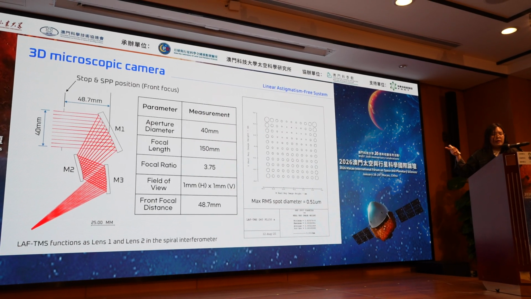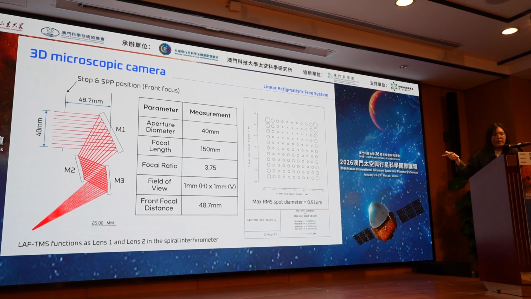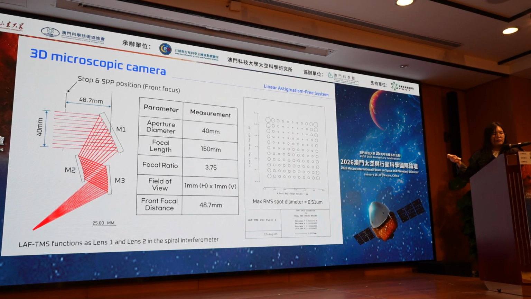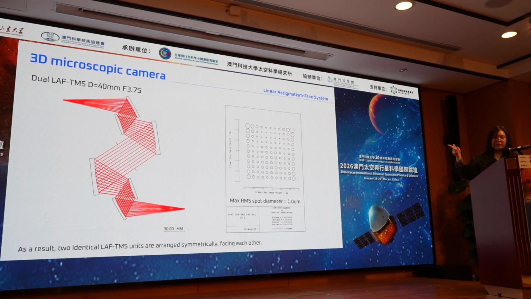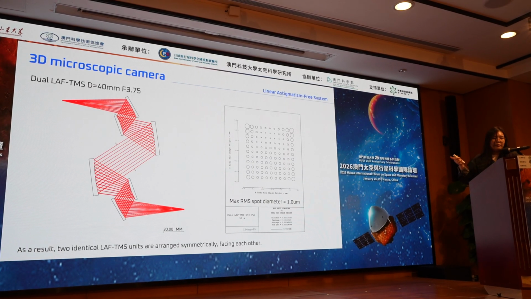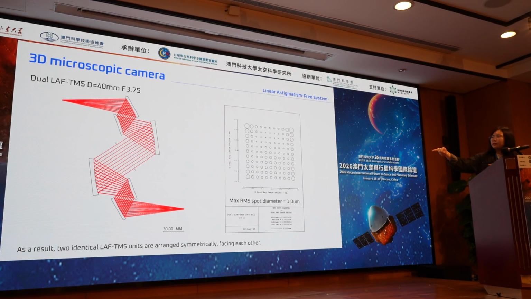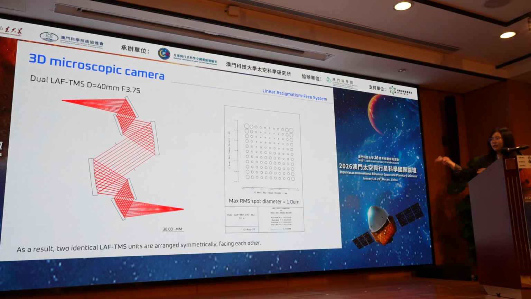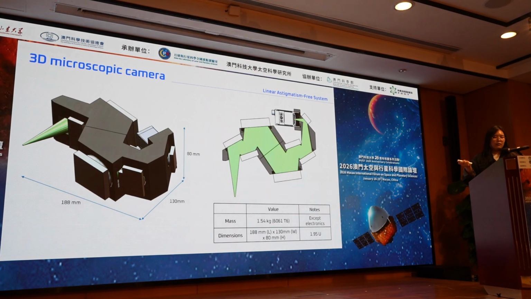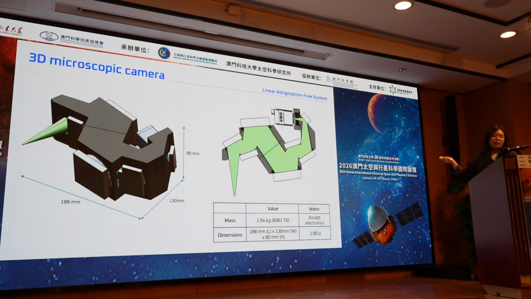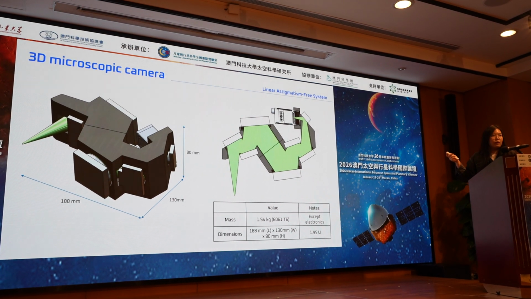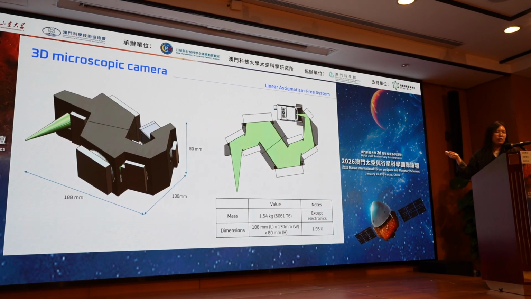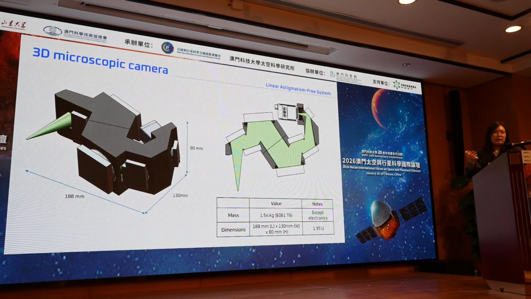So the designed LAFTMS functions as lens 1 and lens 2 in the spiral interferometer. As a result, the two identical LAFTMS units are arranged symmetrically, facing each other. So: target, LAFTMS, SPP, LAFTMS, and detector. This figure shows the rough optomechanical design. The system is approximately 1.5 kg and has a volume of 2U. U is the unit of CubeSat.